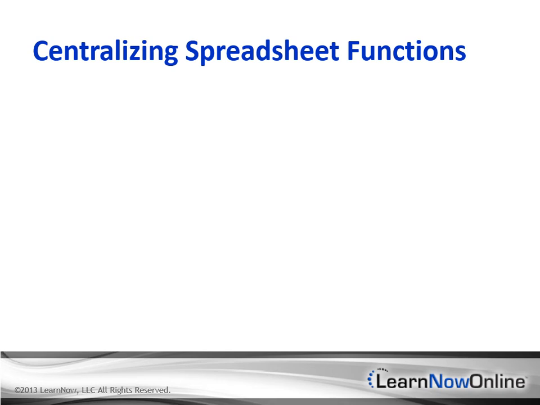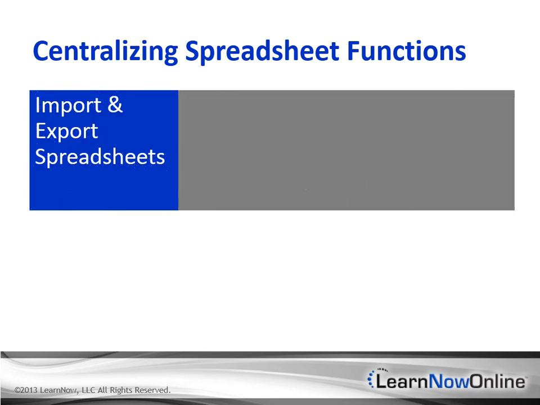Now that we've talked about the when and why, let's talk about what capabilities there are to centralize these spreadsheet functions in SharePoint. First, there's a capability of importing and exporting spreadsheets. Importing is really nice because you can just take an Excel spreadsheet and press a button and import it. Export is almost the same. You're in a list and you press export.